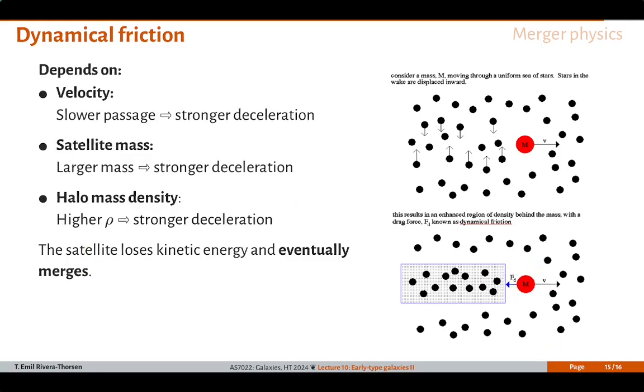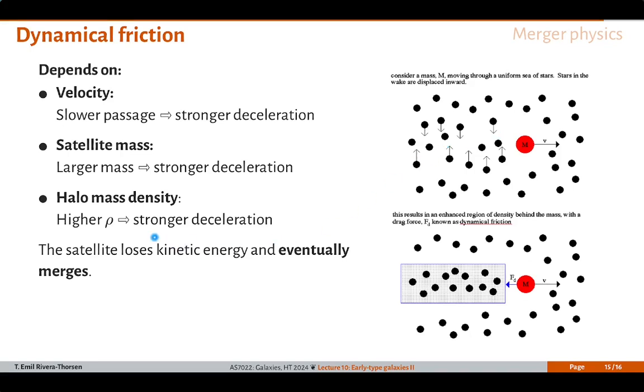So dynamical friction depends on the velocity, so at slower passage there will be a stronger deceleration, simply because all these masses here will have a longer time to exert gravitational acceleration on the larger mass. It also depends on the satellite mass. If the satellite has a larger mass, it will also lead to a stronger deceleration.